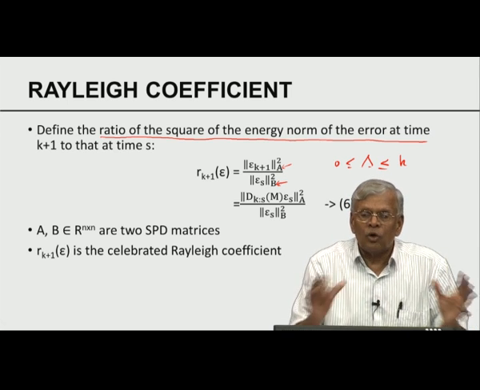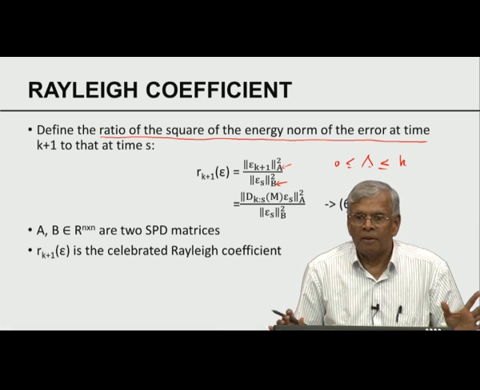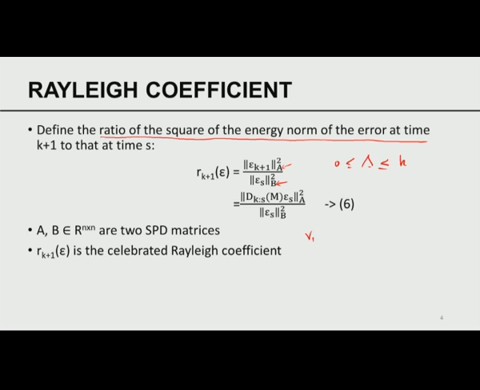Therefore, Rayleigh coefficient, what is it? It is simply the ratio of quadratic forms. What is the quadratic form? So the numerator, so R_{k+1}(ε) is essentially equal to ε_{k+1} transpose A ε_{k+1}, divided by ε_s transpose B ε_s. That is exactly the relation that's involved in here.